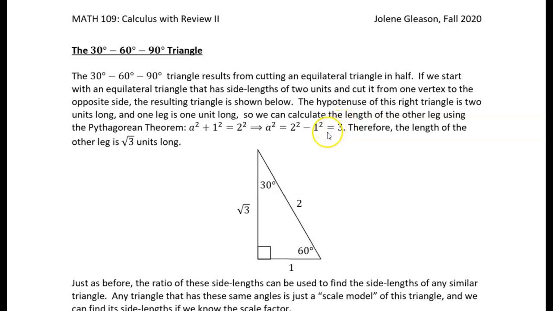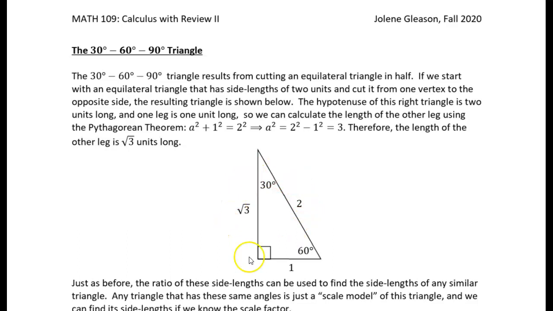All right, so the other special right triangle that we're going to talk about is the 30, 60, 90 triangle, which is just basically half of an equilateral triangle. If you take half of an equilateral triangle, you divide it down the middle from vertex to the opposite side, you get the 30, 60, 90 triangle.